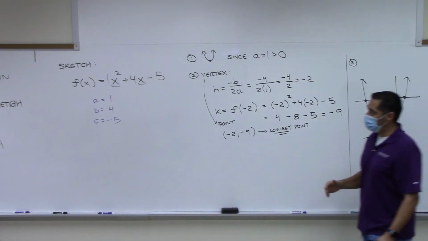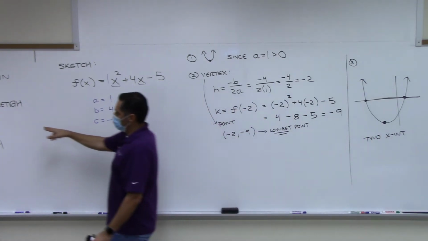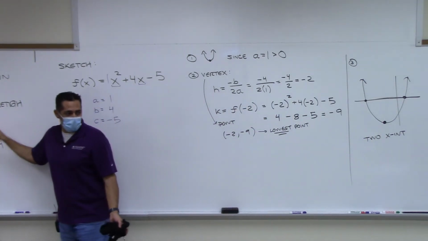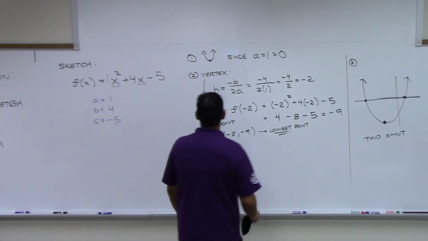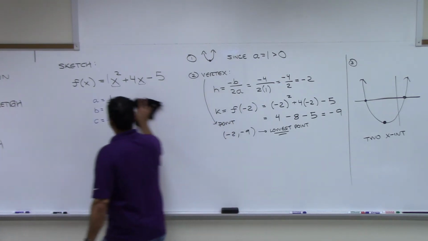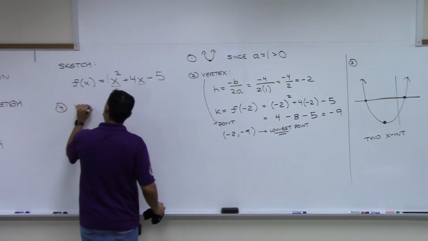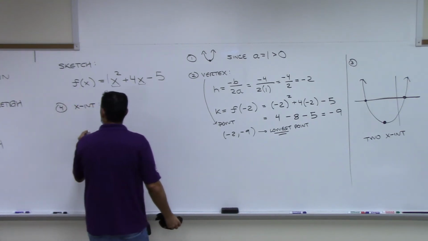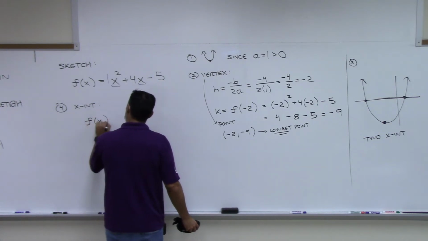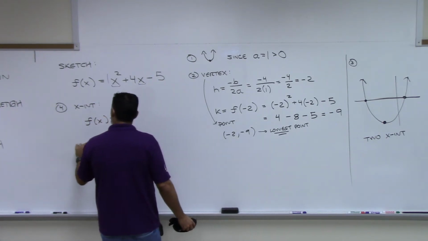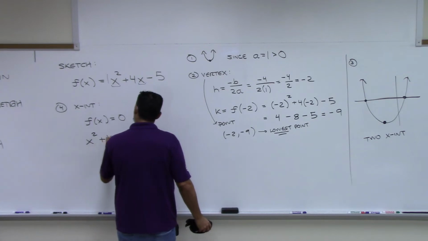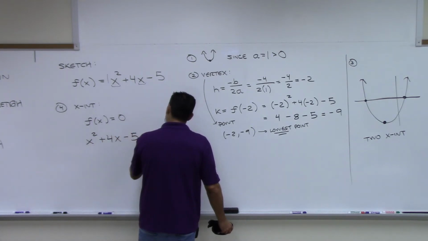So now, do I want to do step 4 then? Yeah, I have 2 x-intercepts, so I need to do step 4, right? So I have to do step 4. I'll do it right here. So step 4, the x-intercepts, I told you this is the hardest part. You're going to take the function and set it equal to 0. That means you're going to take x squared plus 4x minus 5 and set it equal to 0.